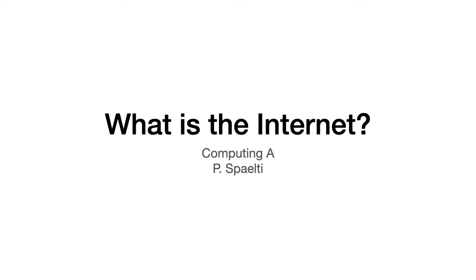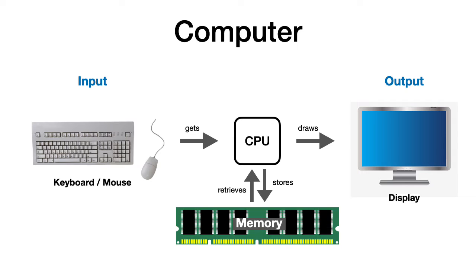One of the main uses for computers today is the Internet. So what exactly is the Internet? To understand the Internet, we first need to review the computer. At the heart of the computer is the CPU, the central processing unit. The CPU controls everything. It fetches the input, it writes the output, and it manages the memory.